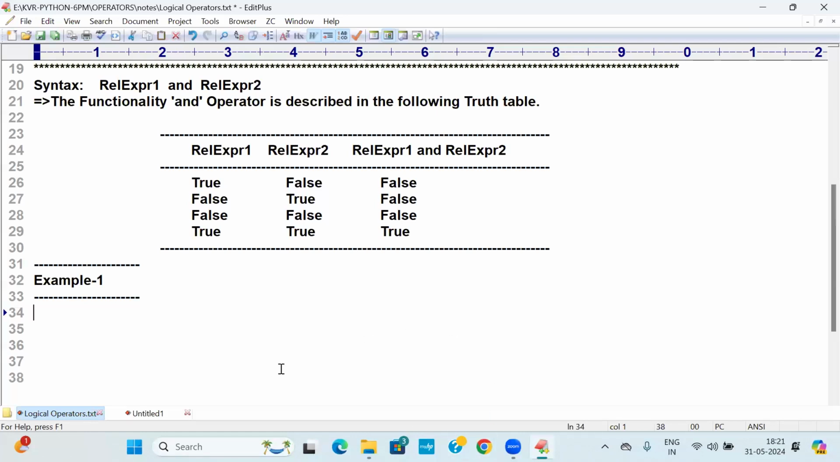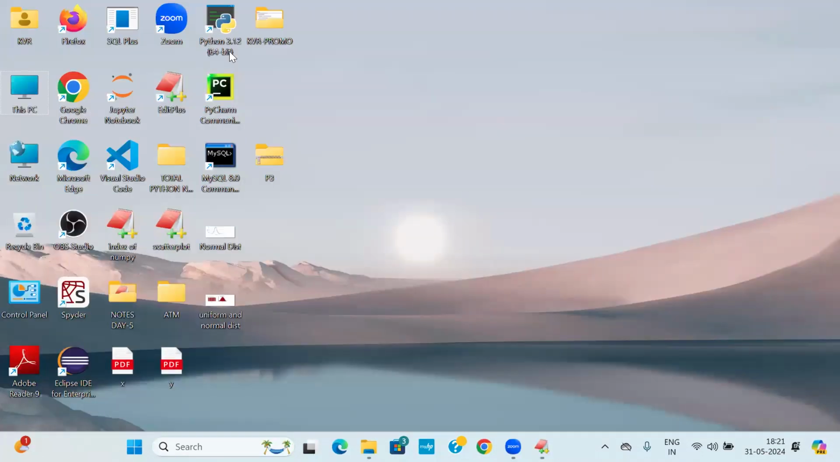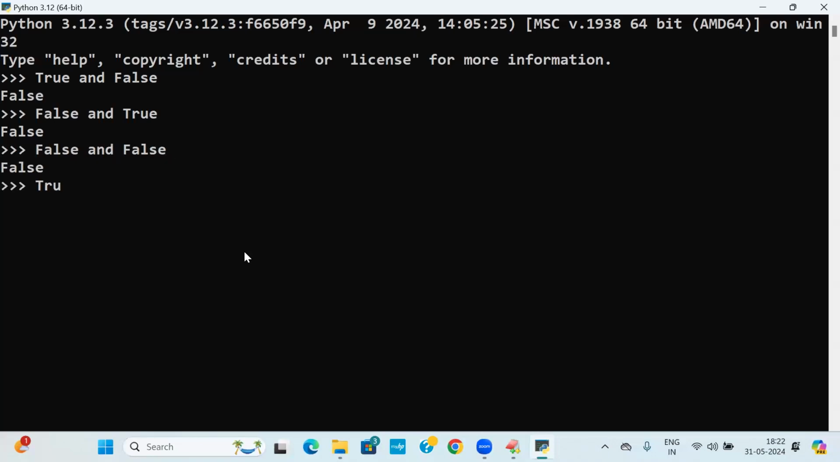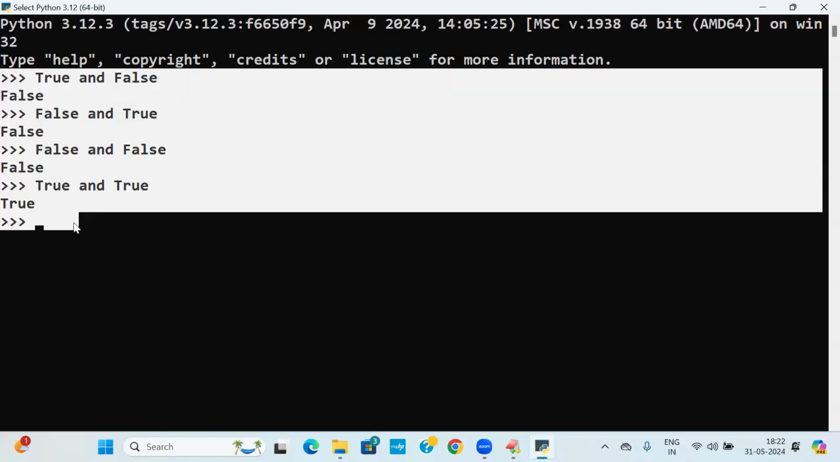Here I'm going to take it. I'll go to this environment. Carefully try to follow. True and false, what is the answer? False. Next, false and true, what is that? False. Next, of course, false and false, what is the answer? False. Next, true and true is what? True. Okay now? Right.